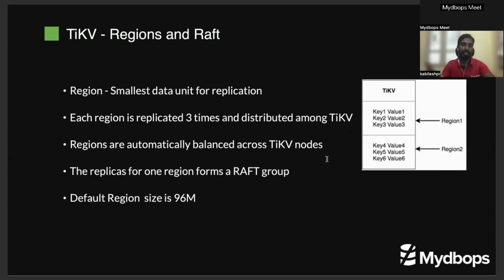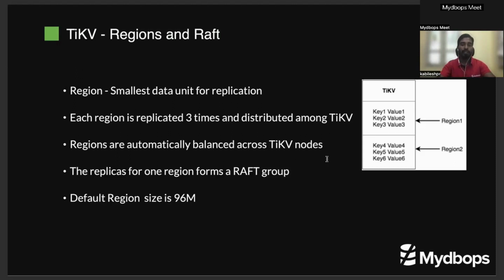As I said, TiKV will have 3 nodes. The region will be the smallest unit of replication. This will be replicated thrice. These replicas form a Raft group. This region will have a leader and its followers.